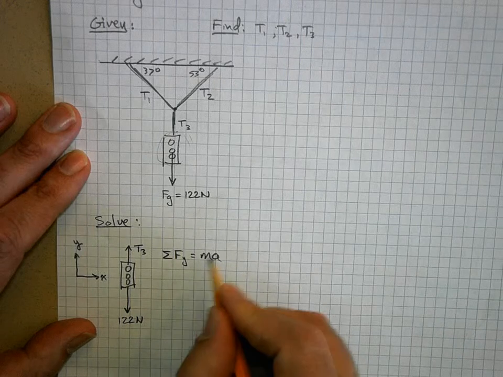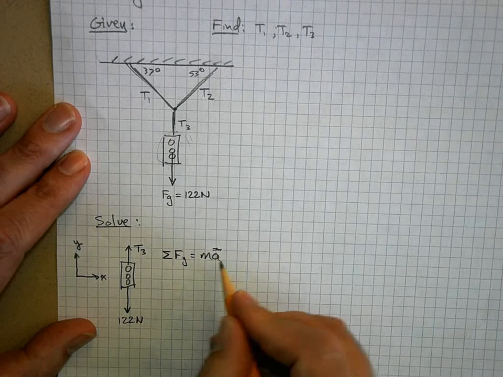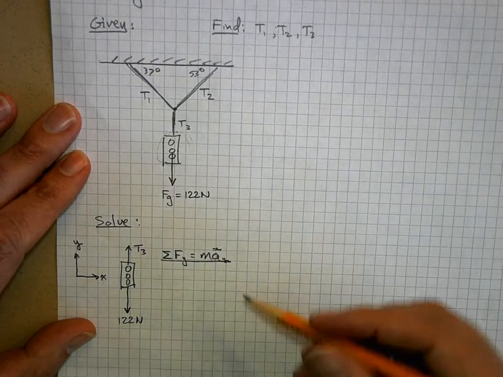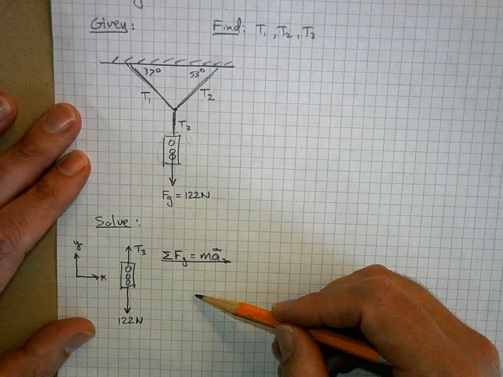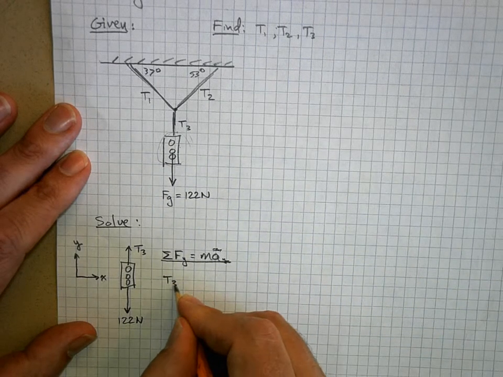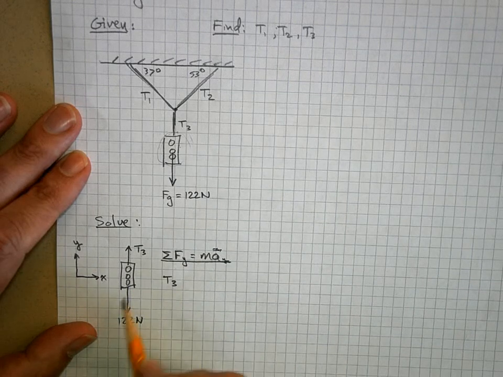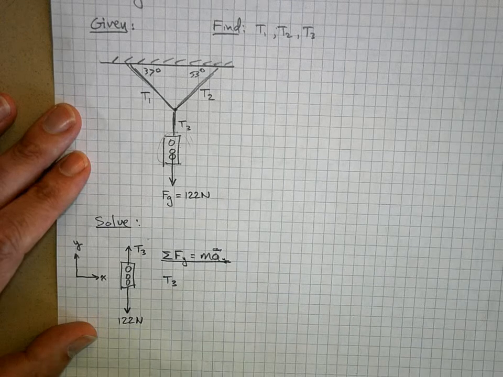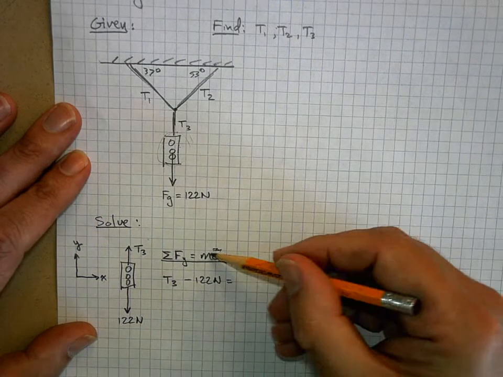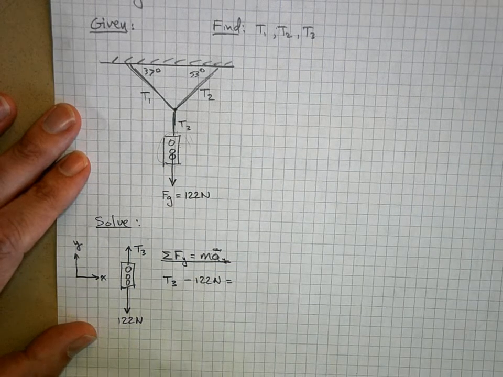I want you to write this every time. I underline it. That means, hey, I'm going to do all the Y direction stuff under here. And I'd say, okay, I've got T3. Now, T3 is in the positive y direction. This is in the negative y direction, so I could add a negative force, or I could just subtract. So minus 122 newtons equals, now what is m times a in this problem? Well, what is my acceleration in this problem? I hope it's 0.